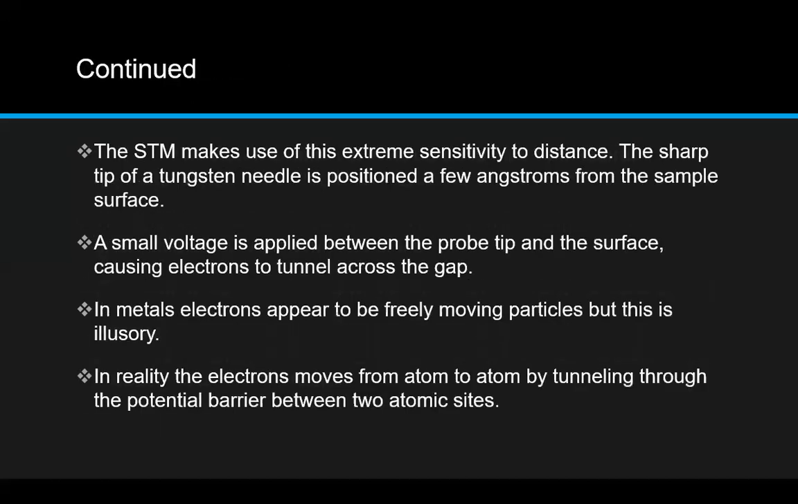The scanning tunneling microscope makes use of the extreme sensitivity to distance. First, the sharp tip of a tungsten needle is positioned a few angstroms from the sample surface. Second, a small voltage is applied between the probe tip and the surface, causing electrons to tunnel across the gap. In metals, electrons appear to be freely moving particles, but this is illusory. In reality, the electrons move from atom to atom by tunneling through the potential barrier between the two atomic sites.